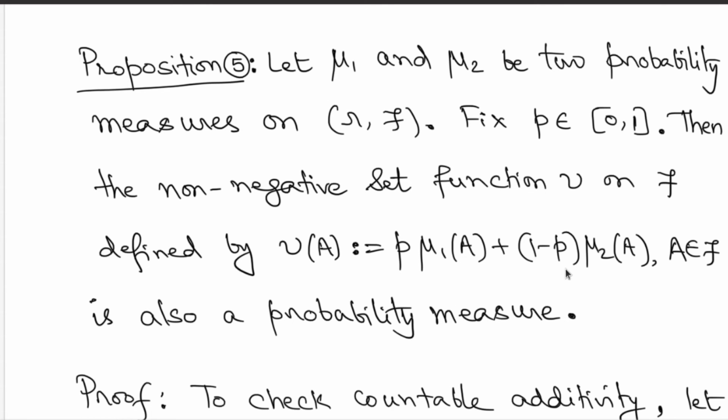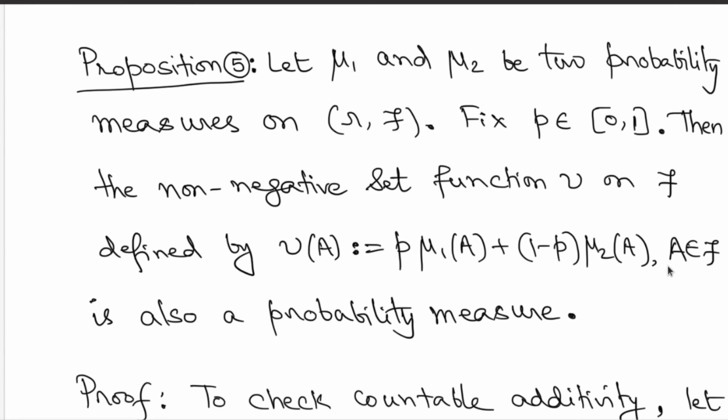So this is a convex combination of weights. We are fixing this parameter p and looking at this convex combination p and 1 minus p. With those weights, we look at the convex combination of the size of A according to mu1 and the size of A according to mu2. Now what I am saying will give you a probability measure.